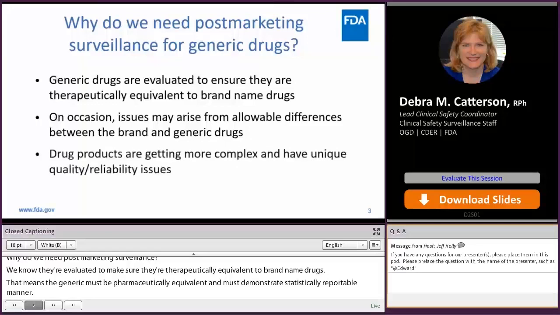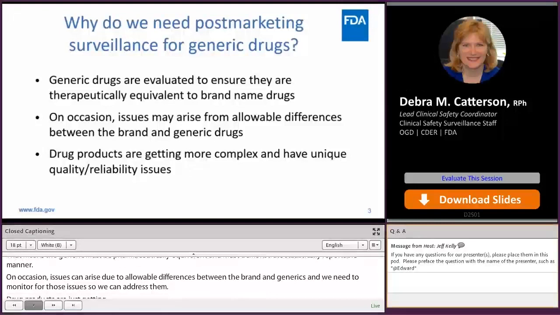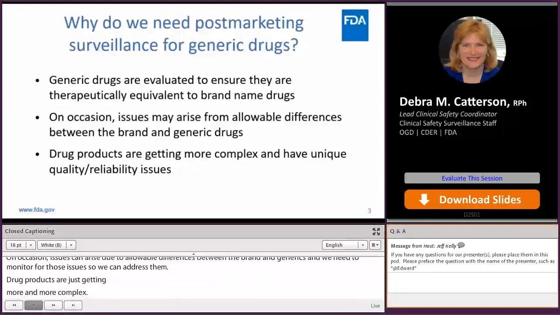And drug products are just getting more and more complex. We have complex formulations, such as liposomes, emulsions, and gels, complex dosage forms, such as long-acting injectables, transdermals, and metered dose inhalers, and complex drug-device combinations, just to name a few. And these complex drug products have unique quality and reliability issues.